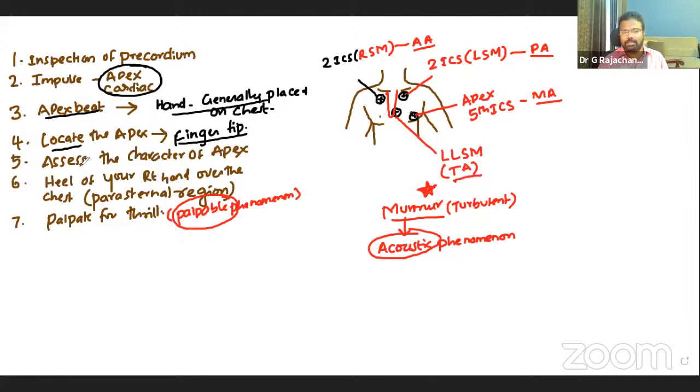Then you have to assess the character of the apex. So what is the character? There are tapping apex and also heaving apex. Now place the heel of your right hand over the chest. Look for parasternal heaving. Is there any parasternal heaving? Then palpate for thrill. That is, a palpable murmur is called the thrill. So I'll clear the screen and now we go for auscultation. Let us see how many points we can describe in this auscultation.